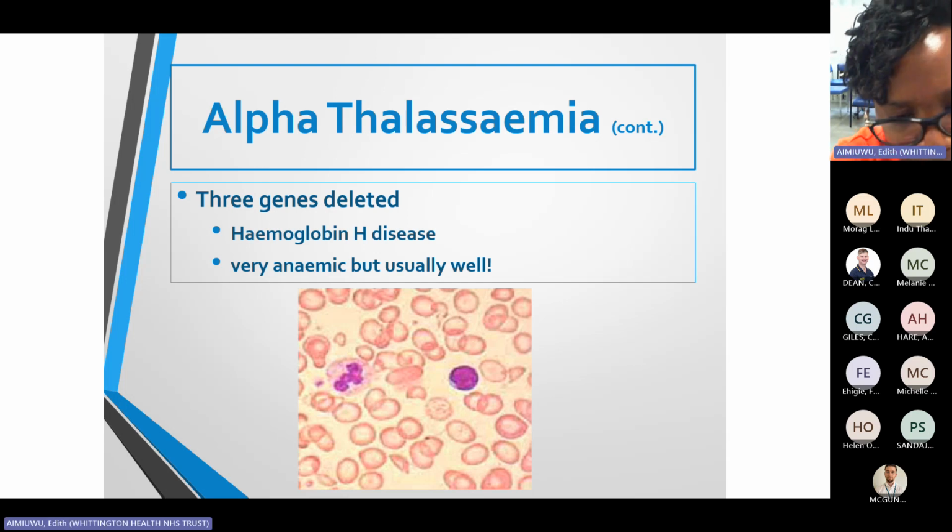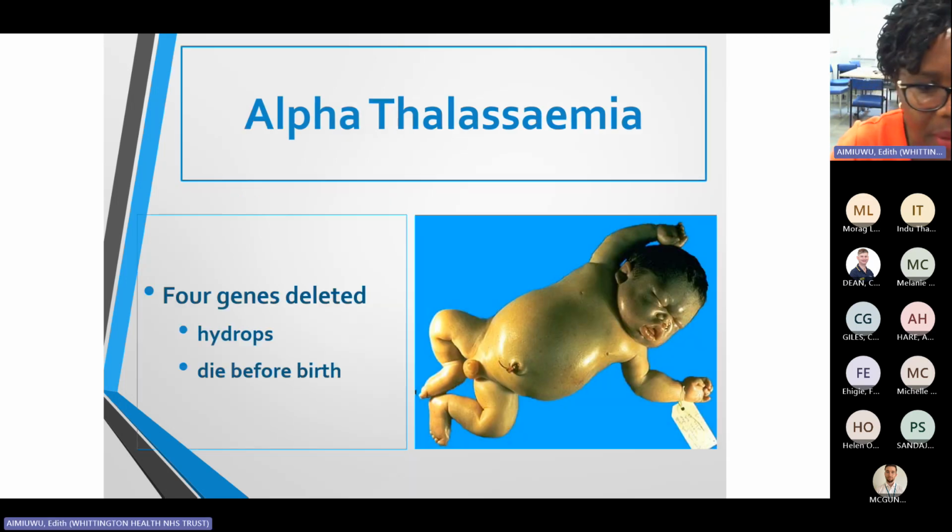Usually very anemic, but also usually well. However, if you have all 4 genes deleted, then you refer to it as hydrops fetalis. They usually don't survive, they die before birth.